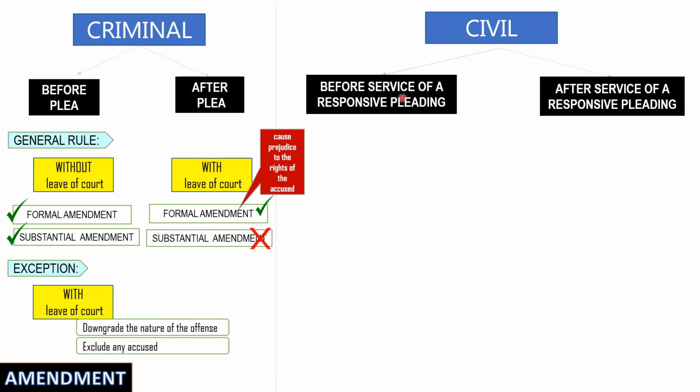So, you can do many things there. Before the filing of an answer, you can file a motion to dismiss, you can file a motion for bill of particulars, and you can amend any pleading as a matter of right. In criminal procedure, before arraignment, you can file a motion to quash. You can also file a motion for bill of particulars, and then you can also amend the information provided that you comply with these rules.